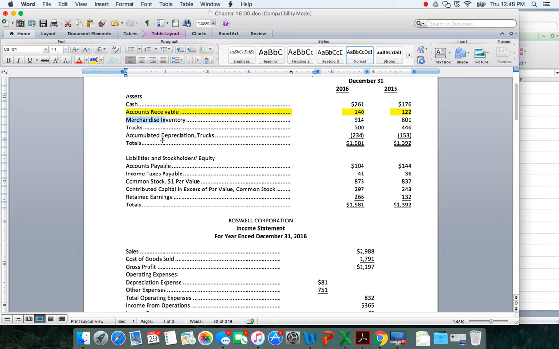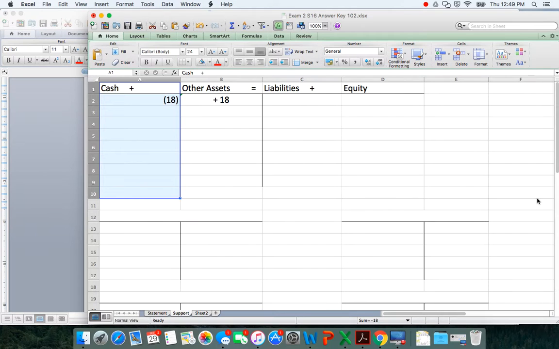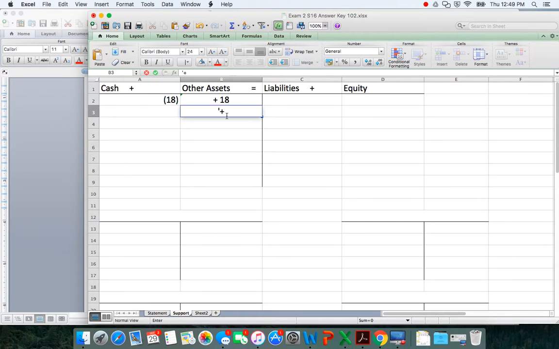All right, so I'm going to do inventory next. Same thing. So let's look at inventory here. Inventory started with 801. It ended with 914, which means inventory increased by 113. Well, I know inventory is an asset as well. So that asset went up by 113. We don't have anything over here on this side of the equation, so that means in order to get to 0 on this side of the equation, cash is going to have to go down by 113. So I'm going to see that same negative effect on cash here because of the increase in inventory.